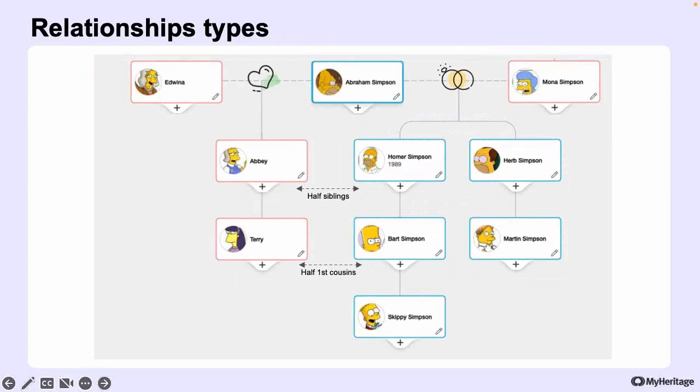But if you look at Terry and Bart, since Abby and Homer were half siblings, Terry and Bart are half first cousins. Half indicates that people share only one common ancestor instead of two. And this is an example that demonstrates how it can happen, for example, when one ancestor had children from different spouses, and then these children will be half relatives.